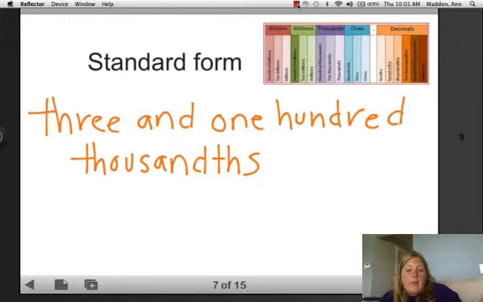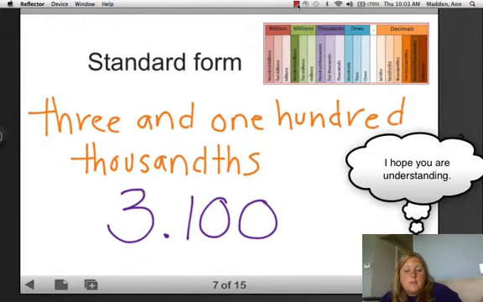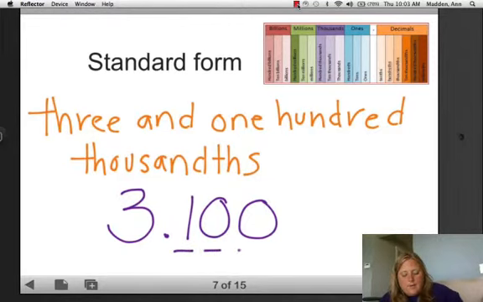3 and 100 thousandths. Let's see how I'd write that. 3 and 100, I hear the number 100, 100 thousandths. Does it end in the thousandths spot? Let's see, tenths, hundredths, thousandths. I've got it. There is my number, 3 and 100 thousandths.